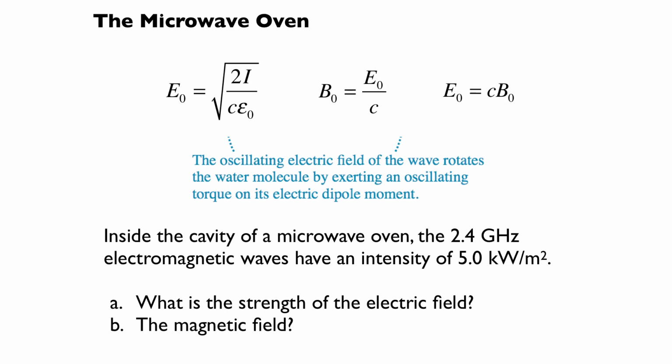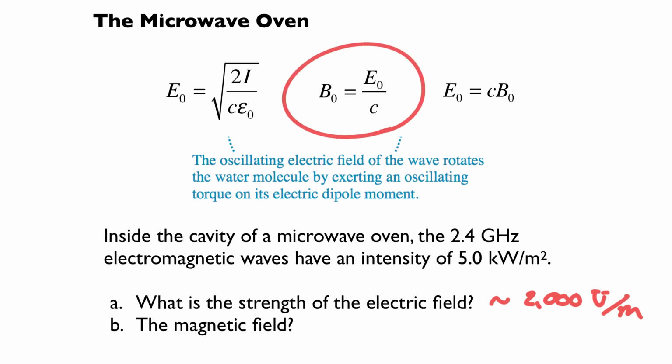And we will do that calculation, and it turns out the strength of the electric field is something like 2,000 volts per meter, which is a lot. And so if you put something metal inside a microwave oven, it'll develop a big potential difference across it, and so you might get sparking, and that is something which we will talk about in class. The magnitude of the magnetic field, turns out, is really, really small, because the magnitude of the magnetic field is equal to the magnitude of the electric field divided by the speed of light, and the speed of light is really big.